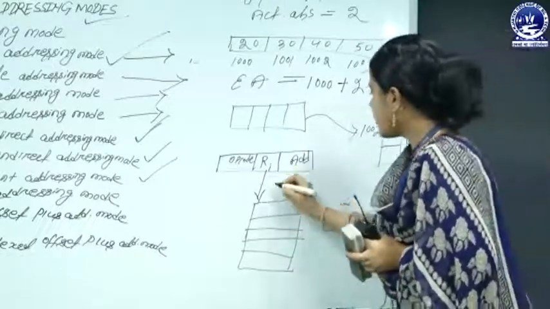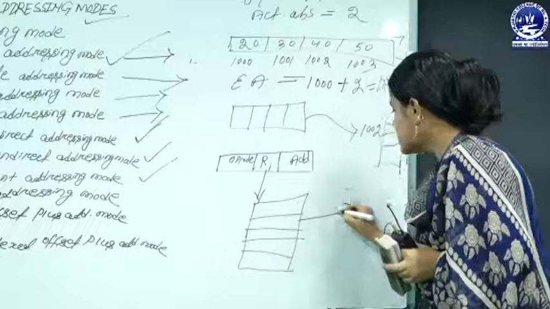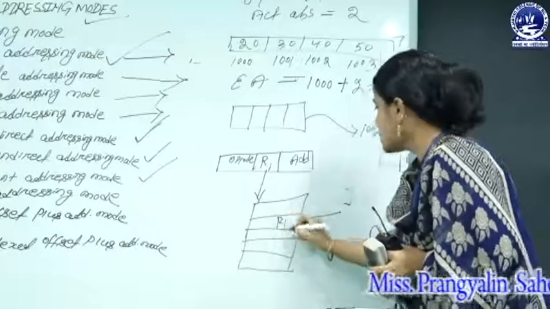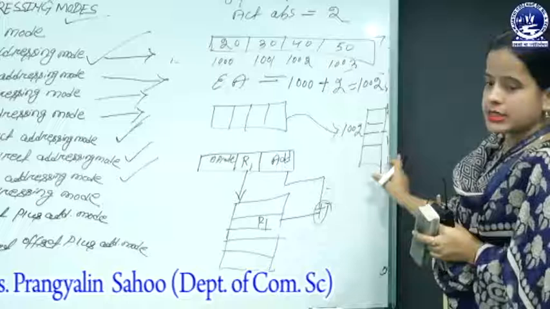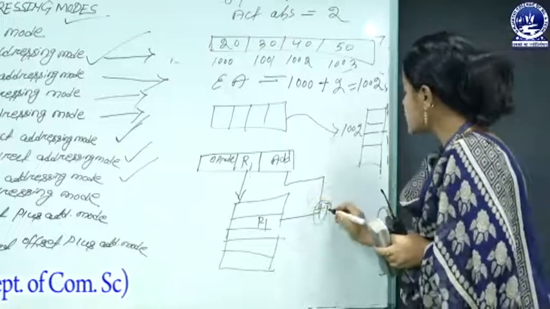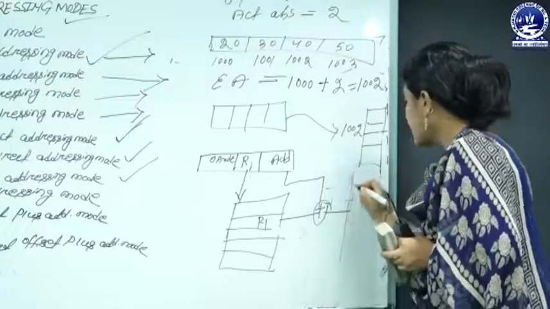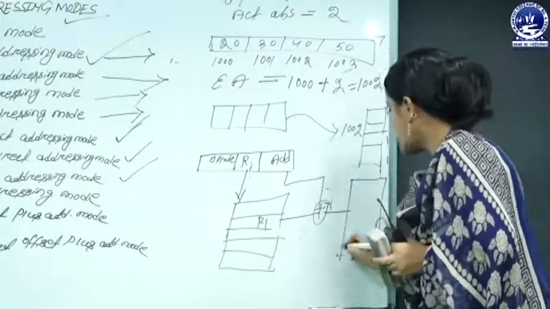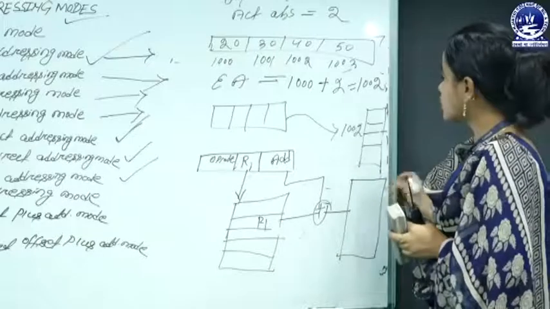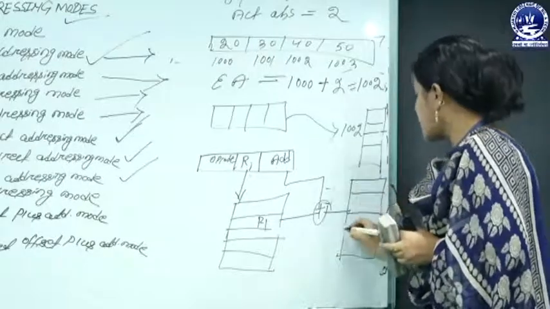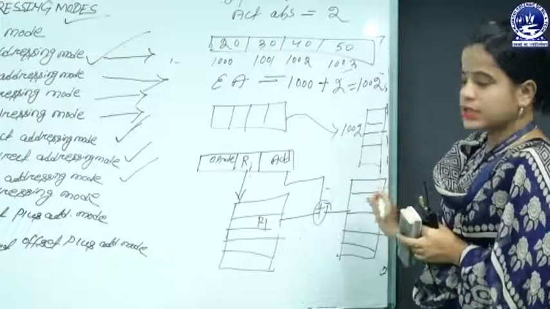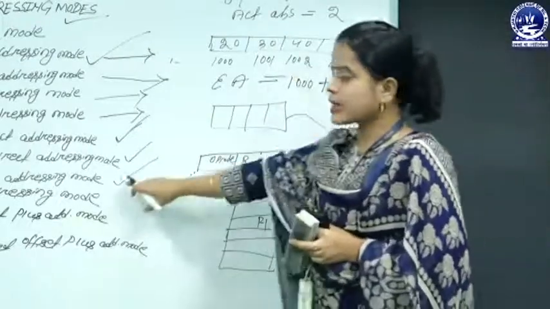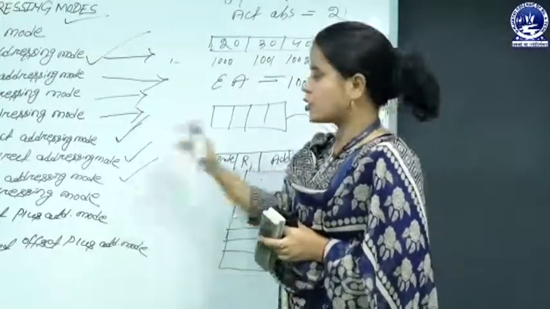After that, by adding the particular register index address to the actual address, the effective address is generated. By using this effective address, we calculate the actual address where the operand is stored in memory locations. After that, the given operand data value is fetched for its manipulation. That is called displacement addressing mode.